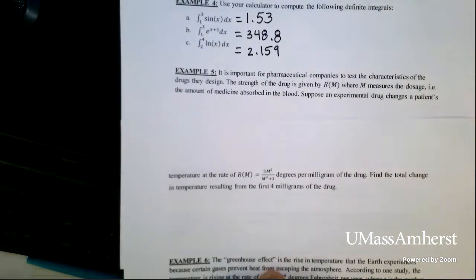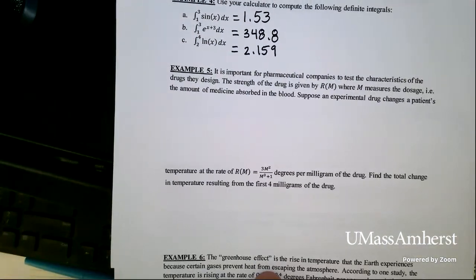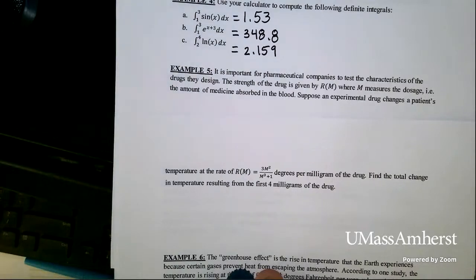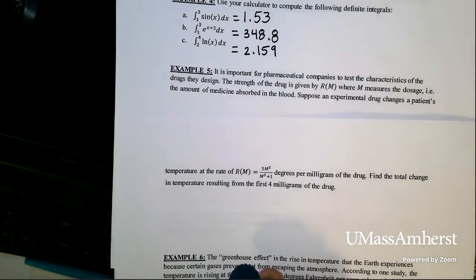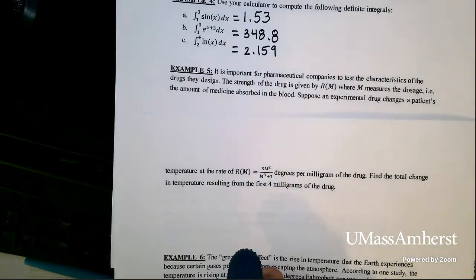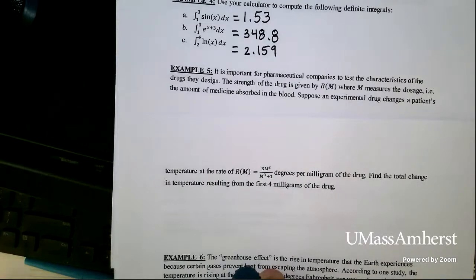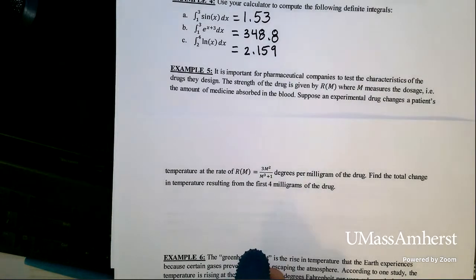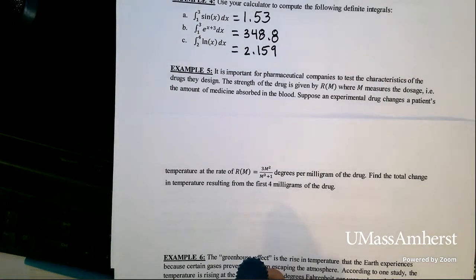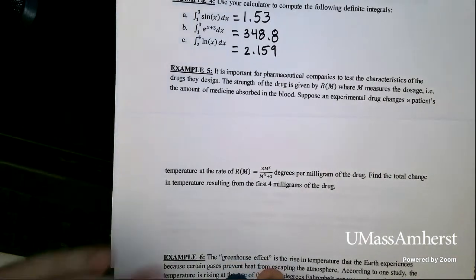So example 5: it's important for pharmaceutical companies to test the characteristics of the drugs they design. The strength of a drug is given by R of M, where M measures the dosage, the amount of medicine absorbed in the blood. Suppose an experimental drug changes a patient's temperature at a rate of R of M equals 3m squared over m cubed plus 1 degrees per milligram of the drug. So that's the rate. Find the total change in temperature resulting from the first 4 milligrams of the drug.